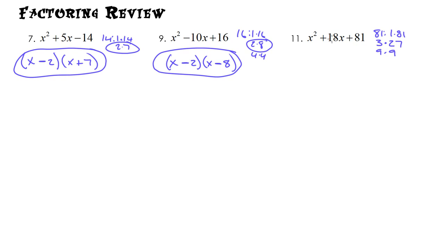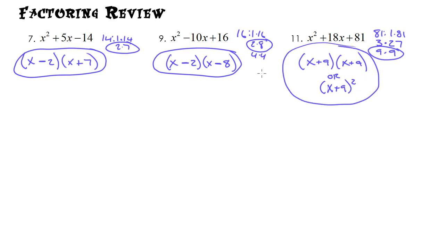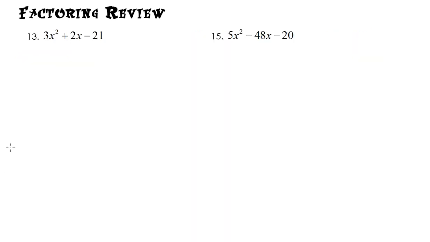Which of those factors add up to 18? 9 and 9 do. So the two factors are 9 and 9. This sign goes with the bigger of the two. They're both the same, so they're both going to get the plus 9. So we can write it like this, or since those are both the same, we could write it as x plus 9 squared. Either one of those would work. Okay? All right, moving on.